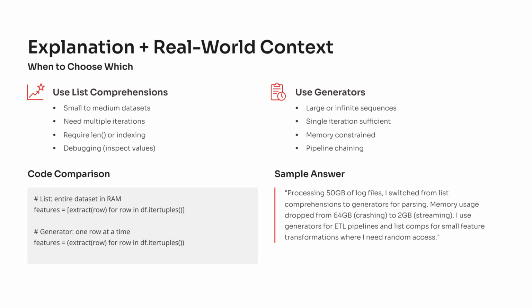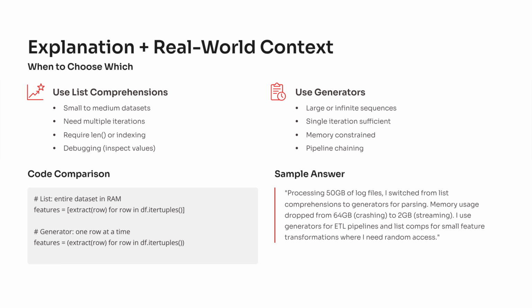Now, here's how I'd explain this in an interview. When I was processing 50 gigabytes of log data, I initially used list comprehensions to parse each record. It worked, but my script kept crashing because it tried to load everything into RAM at once. I switched to generator expressions instead. That small change dropped memory usage from around 64 GB to just 2 GB, and the pipeline ran smoothly. Now I use generators whenever I'm dealing with large or streaming data, and list comprehensions when I'm working with small datasets or need random access for debugging.